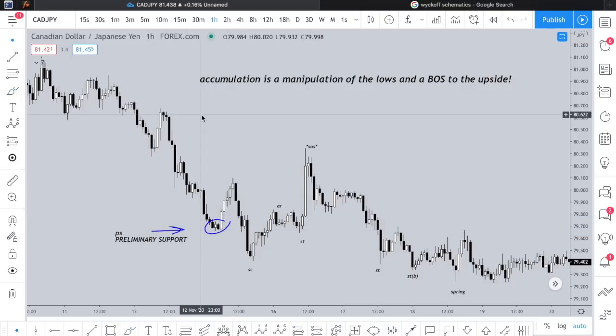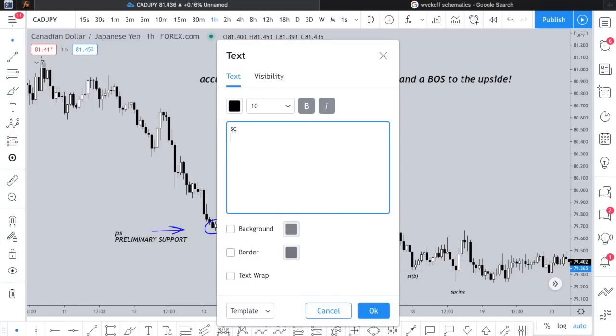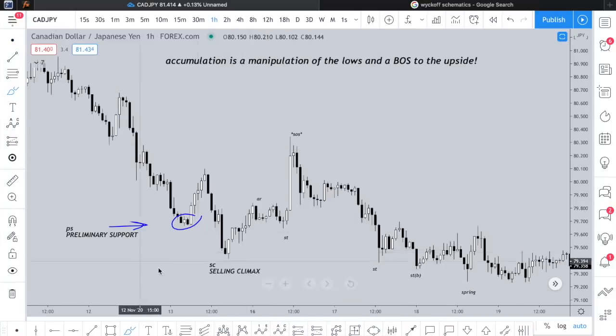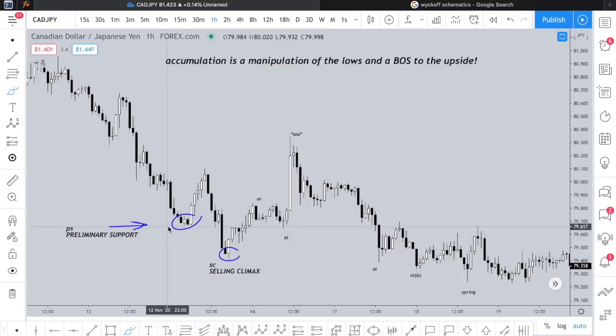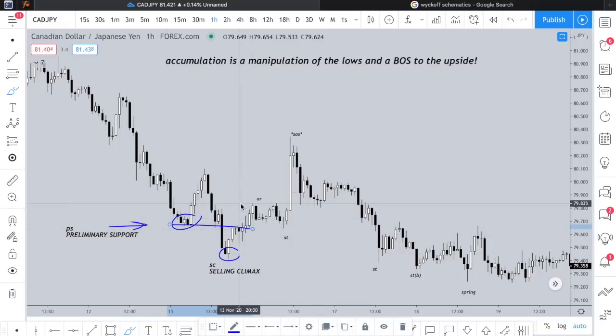Not that preliminary support is not important, but when it comes to marking up Wyckoff schematics, the selling climax is the point that I personally care about a lot more. I personally look at this selling climax as a potential trap, and this trap is the panic sellers getting in. So the people who are seeing this decline and seeing that the market just broke below the previous structure points, they have fear of missing out. They expect the market to go lower, hence that's where they are opening their sell positions.